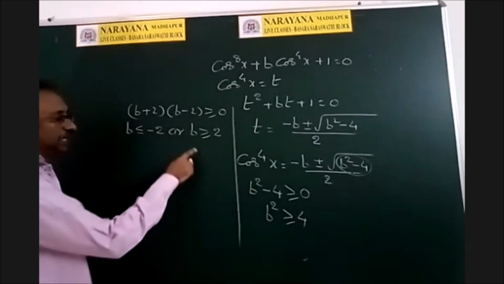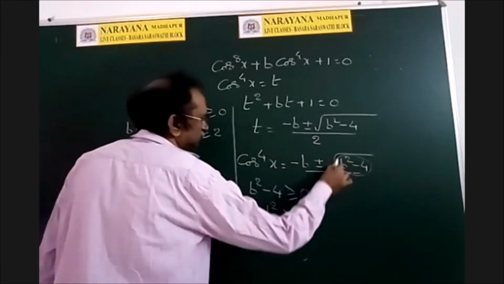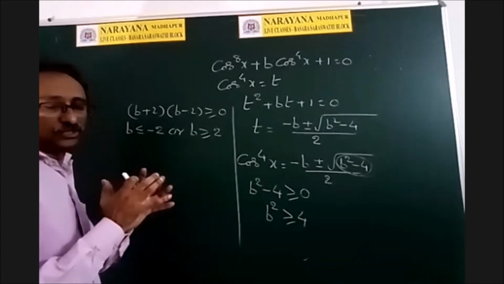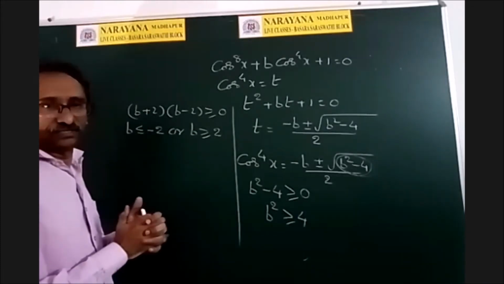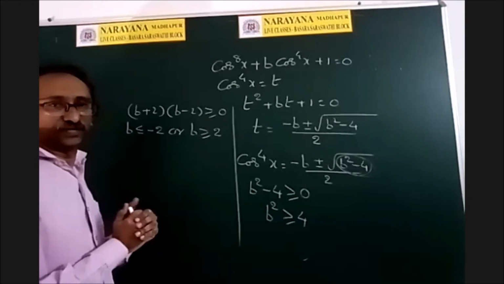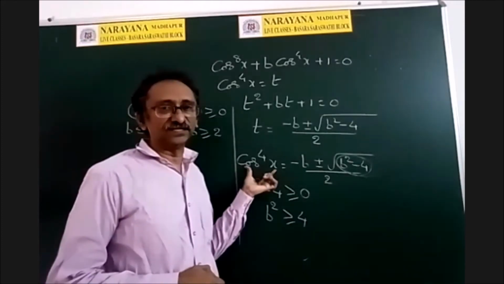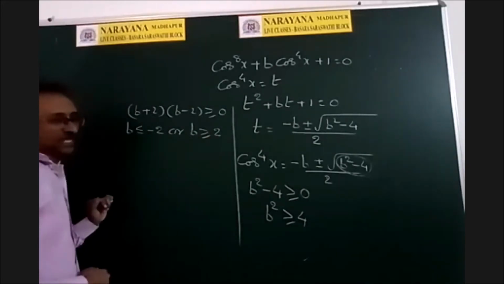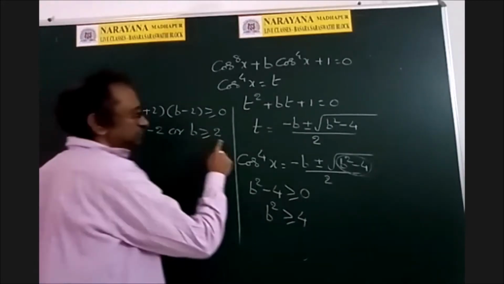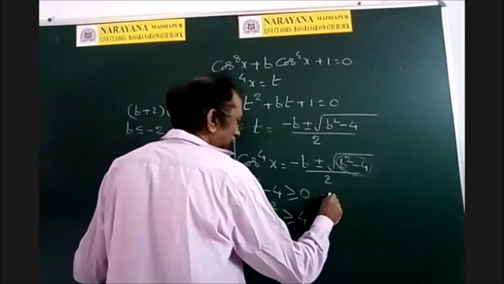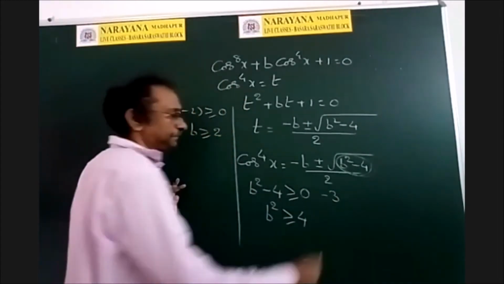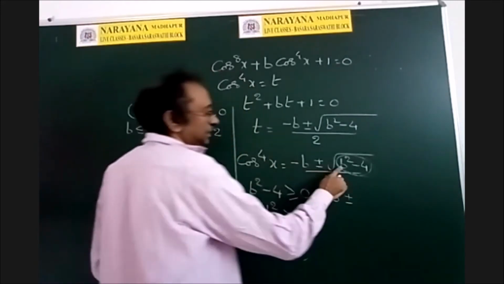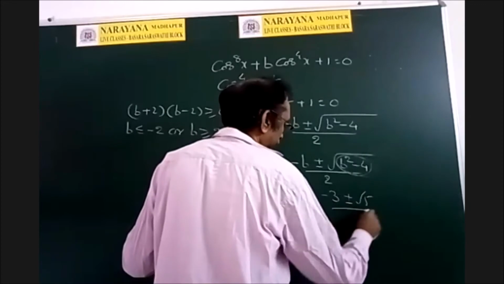Okay, so see here, this is okay for this domain, but cos power 4x should lie between 0 and 1. The range of cos x is only between minus 1 and plus 1. So the range of cos power 4x must be between 0 and 1. So for that, if you take b greater than or equal to 2, suppose this is some 3, what will you get? Minus 3 plus or minus, now this is 3 means 9 minus 4, root 5 by 2.